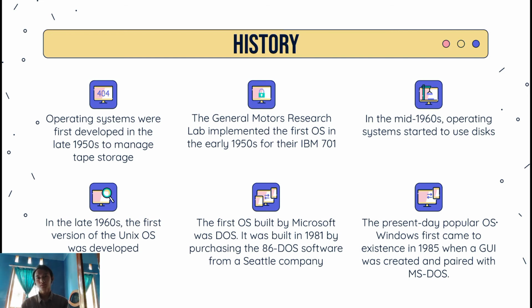The next one, after that, the first OS built by Microsoft was DOS, an acronym for Disk Operating System. It was built in 1981 by purchasing the 86-DOS software from a Seattle company. Next, the present-day popular OS Windows first came into existence in 1985 when a GUI was created and paired with MS-DOS, or Microsoft Disk Operating System.